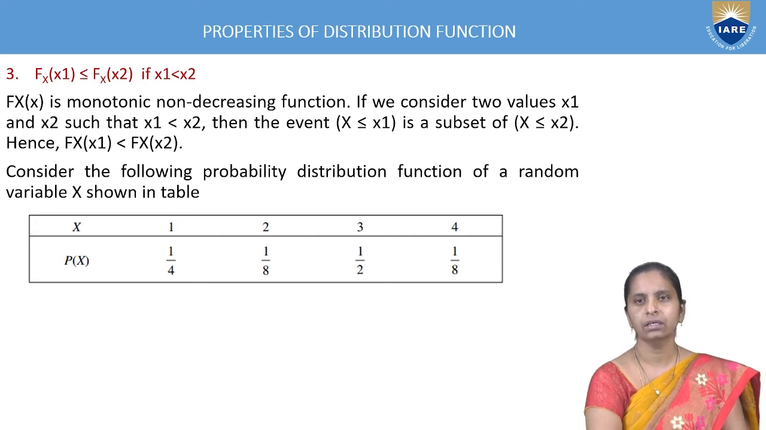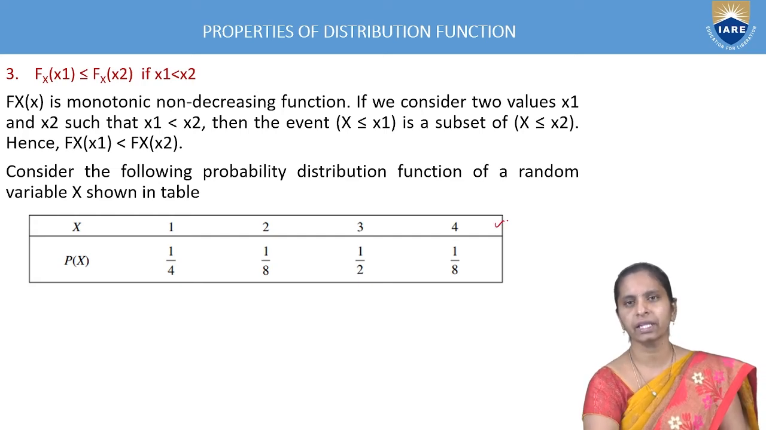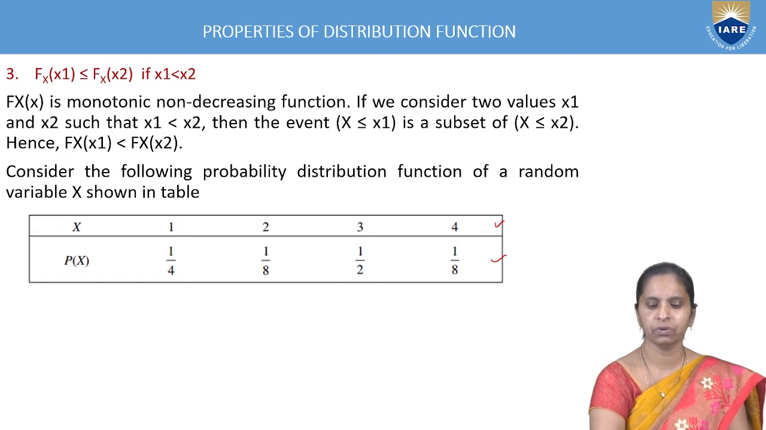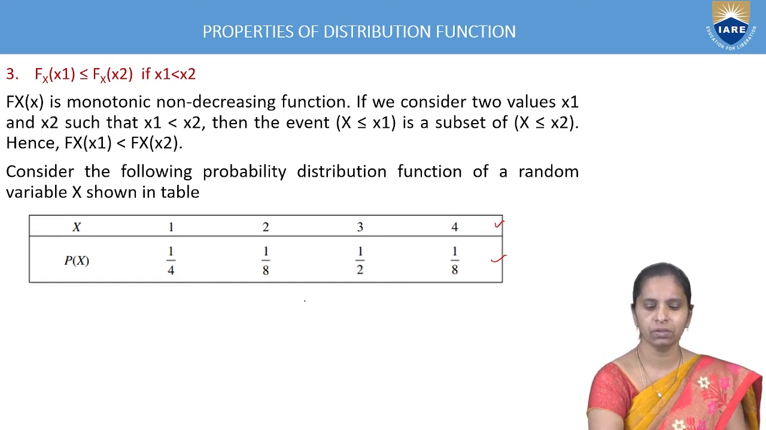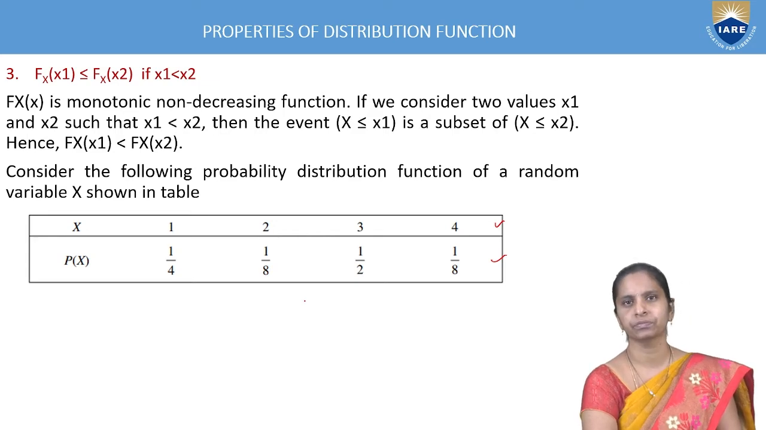So this is a random variable X. It is taking the values from 1 to 4. And the corresponding probabilities of the random variable are given by 1 by 4, 1 by 8, 1 by 2 and 1 by 4 for the corresponding values 1, 2, 3, 4.